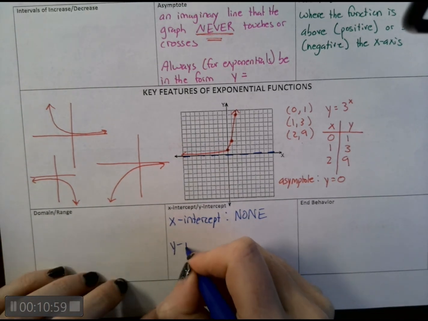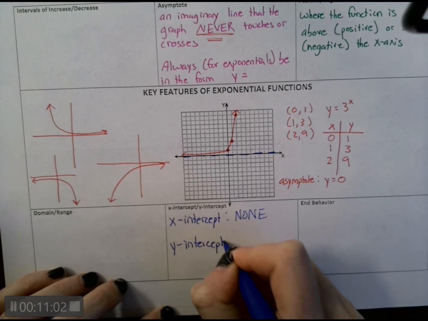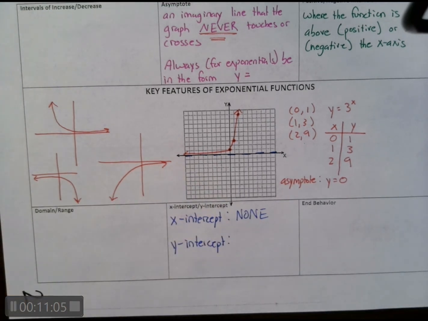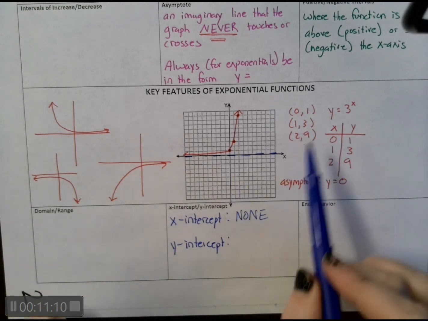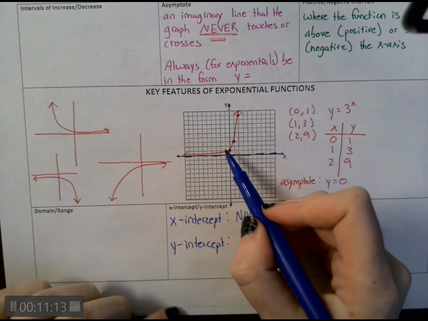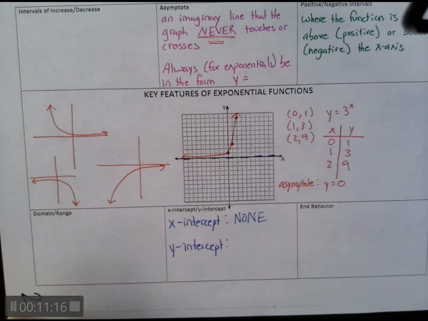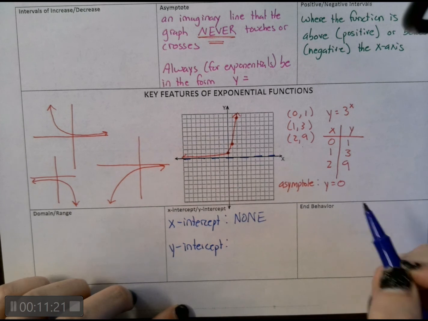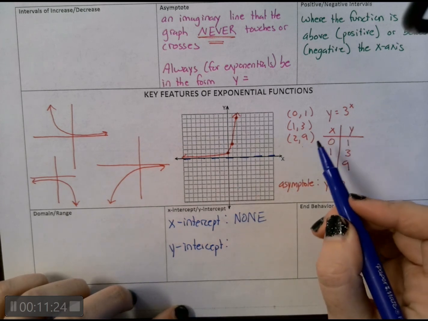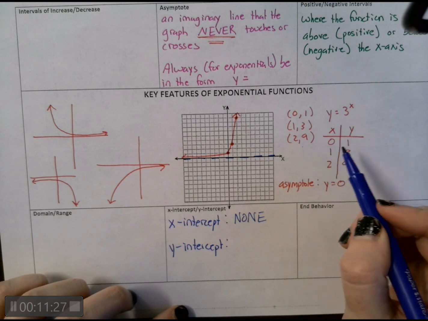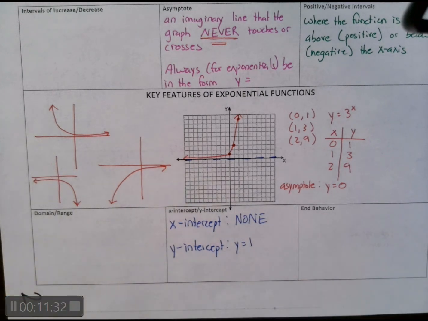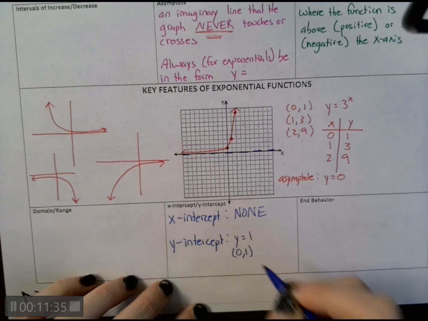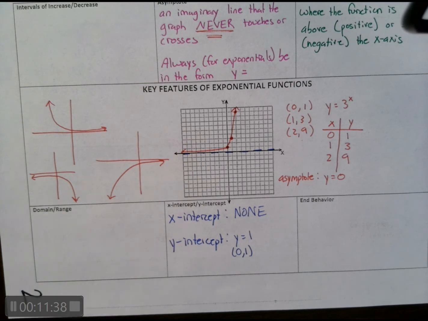What about our y-intercept? Do we have one? Yes, we do. So what is it? There are two ways you can determine this. We can either look at the graph or look at our table. So if we look at our graph, it's where our function crosses the y-axis, which is right here at 1. If we look at our table, it's where our x equals 0, and then we go over and y equals 1. So we would have our y-intercept as y equals 1. We could also write it as the coordinate point (0, 1). Okay?